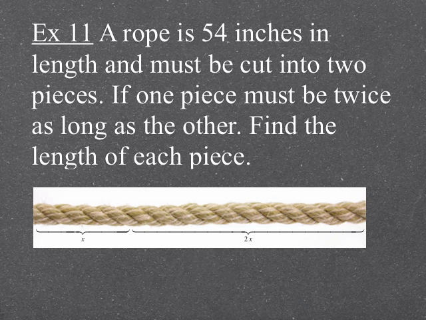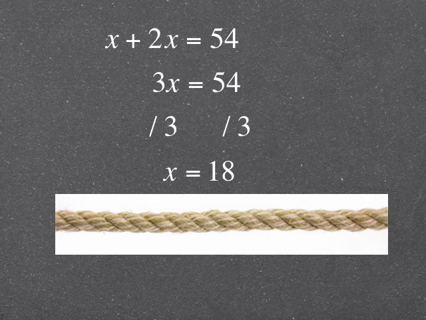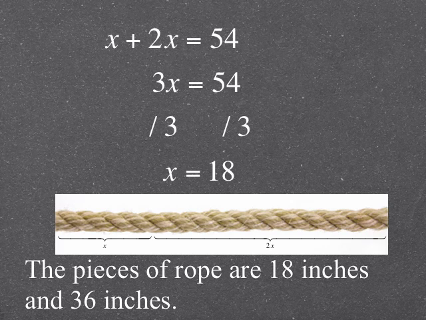So I know that if I take those two pieces and add them together, I should have 54. That gives me X plus 2X is equal to 54. Solving that, I get X equals 18. Now to answer the question, I come back and look at my key. If X is 18, then 2X is 36. So the pieces of rope are 18 inches and 36 inches.